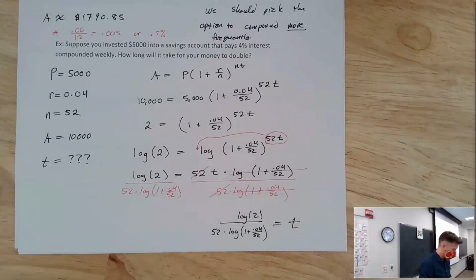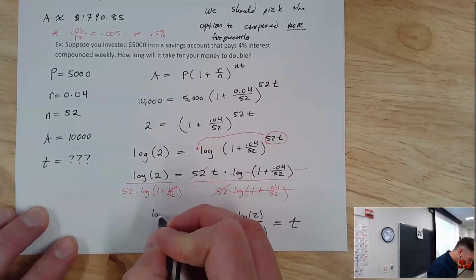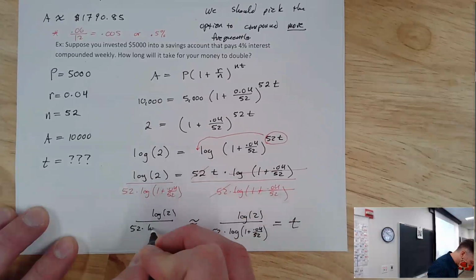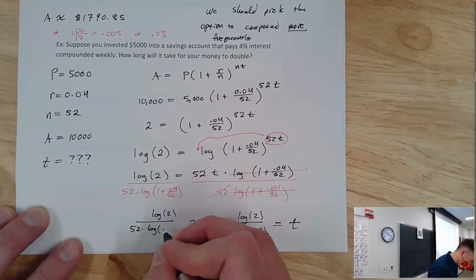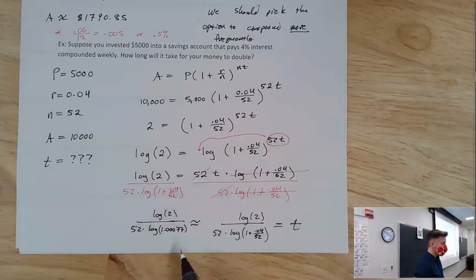So this is approximately log of 2 divided by 52 times log of 1.00077. Now, again, here's the point I really want to make. This isn't the actual number, right? The 1.00077 is the number that I've chosen to write down.